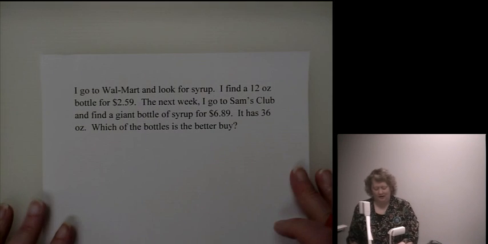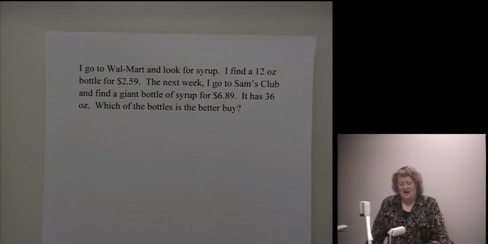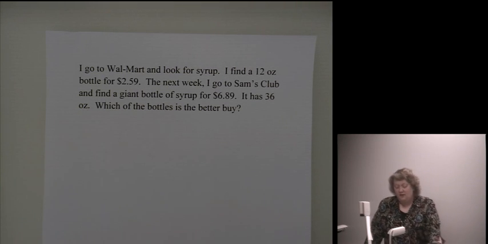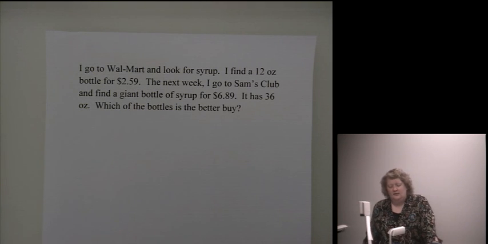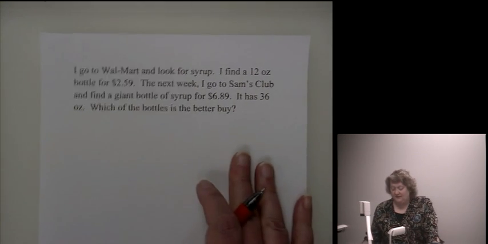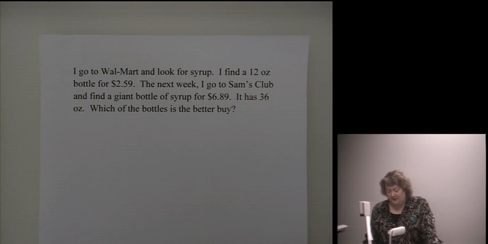Now, another application that's probably closer to our heart because it deals with money is what we call a unit price or a unit value or a unit ratio. This is the kind of problem that we use for this type of application. It says, I go to Walmart and I look for syrup, and I find a 12-ounce bottle for $2.59. And the next week, I go to Sam's Club and find a giant bottle of syrup for $6.89. It has 36 ounces. Which of the bottles is a better buy?